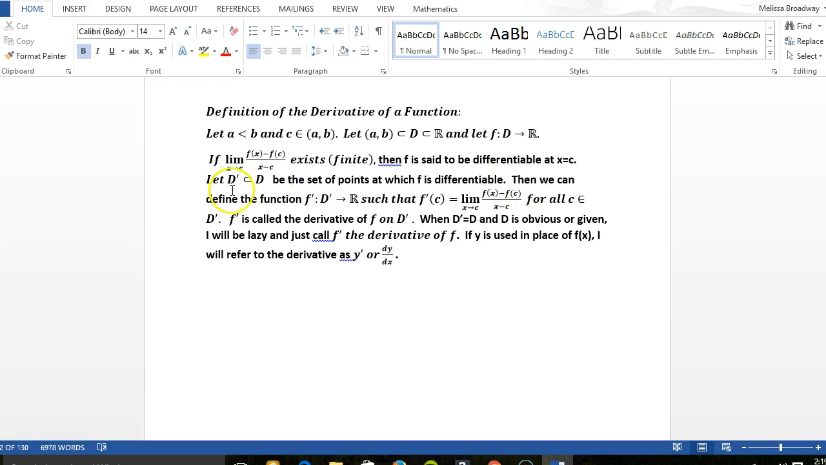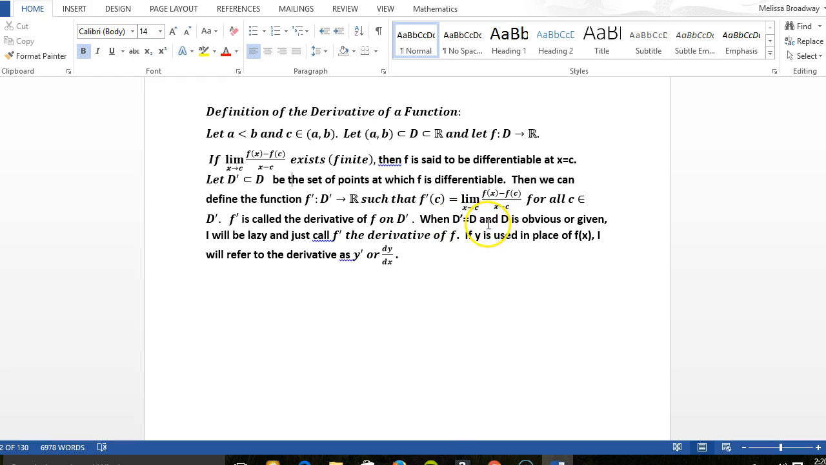But anyway, then we can define the function f prime, mind you, from D prime to R, such that f prime of c equals this. Sure, D prime, after all, is where this limit exists and is finite for all c in D prime. f prime is called the derivative of f on D prime. Technically, it's hollow if I don't say on D prime, because I need to specify the domain we're on.